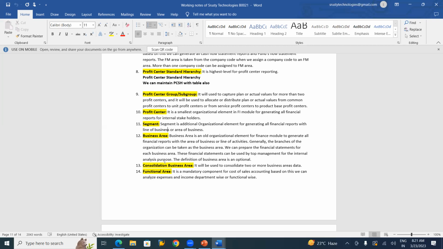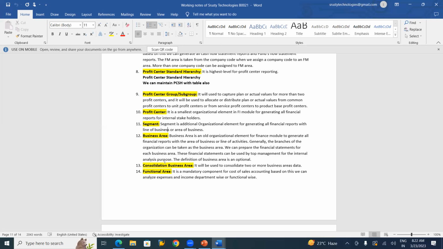Functional area is nothing but departments. Clear? For example, I have a finance department, a sales and distribution department, an HR department, a CO department separately. Whenever I spend something or get revenue for those departments, that will come under the profit and loss account in our financial statement. All incomes and expenses we are going to post in the profit and loss account.